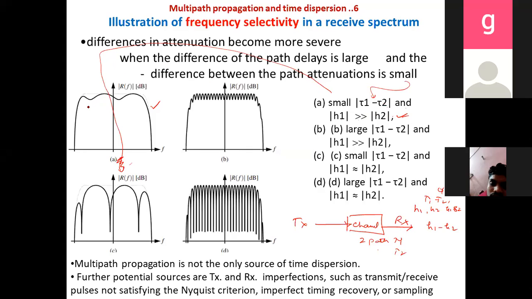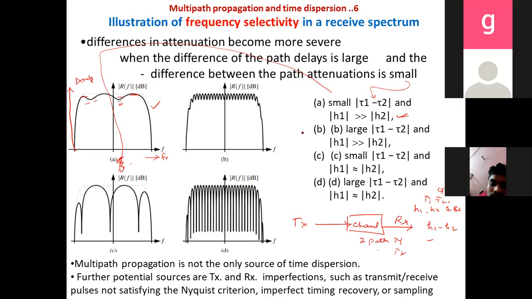Then you can see here the frequency response of the signal at this point. The frequency response is not much affected. These are the amplitude terms. That means almost all the signal components are passed through the channel. Only some frequency components are attenuated. This is the frequency axis. A few component signals are attenuated like this. This is the original amplitude, but some frequency components are attenuated in varying amounts. This is the case where the difference in delay is very small and the difference in attenuation is very high.